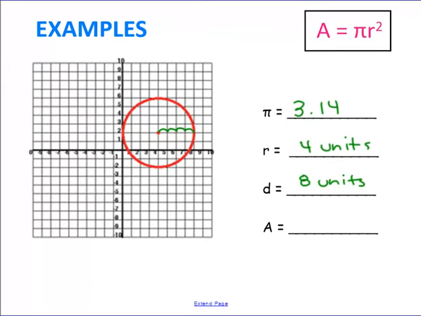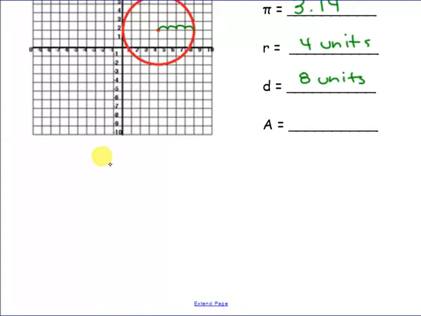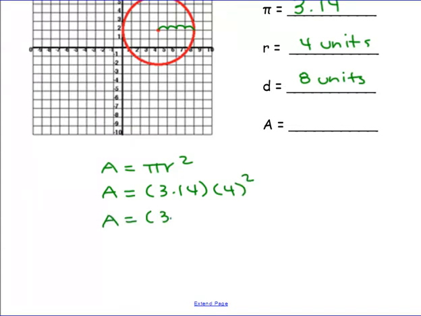And then we're going to go ahead and calculate our area like normal. So area equals pi r squared. Area equals 3.14. The radius is 4 squared. Area equals 3.14. 4 squared is 16. So our final area is 50.24 units squared.